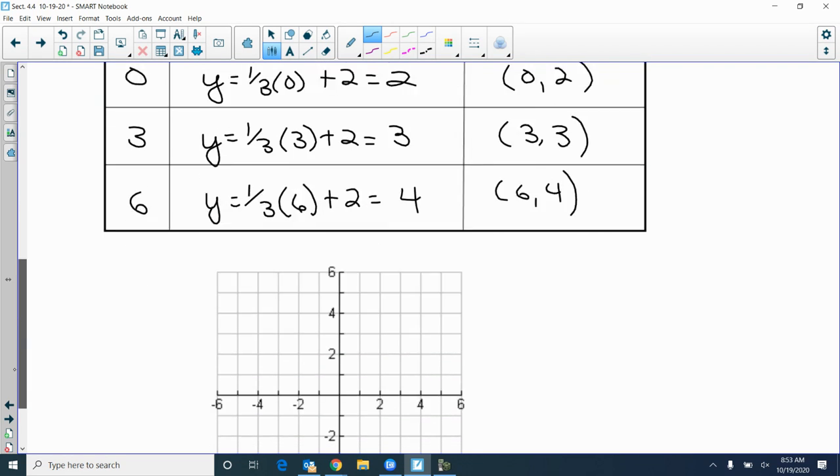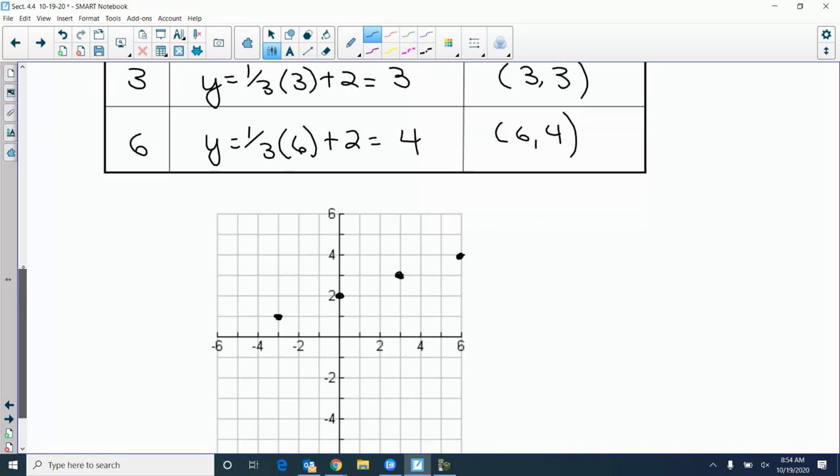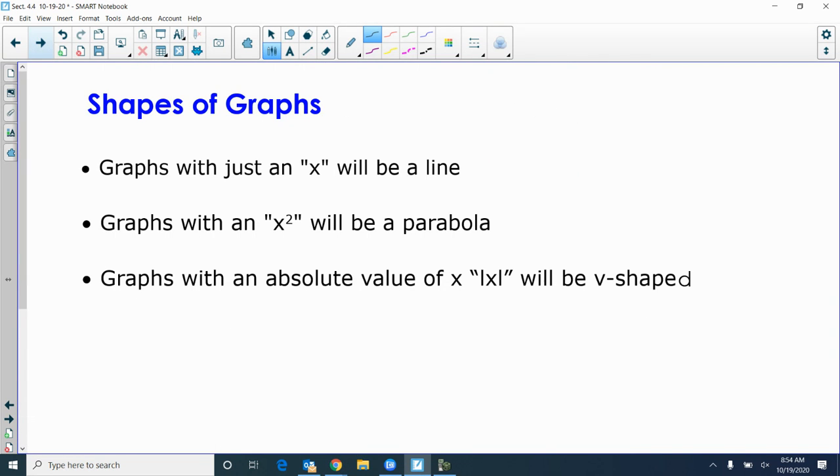What did we say the first one was? Negative 3, 1. 0, 2, right? 3, 3. 6, 4. All right, what does it form? A straight line. You don't connect it, because they only told us to plot those 4 points. That's all it said. So I'm just going to plot those 4 for that one.